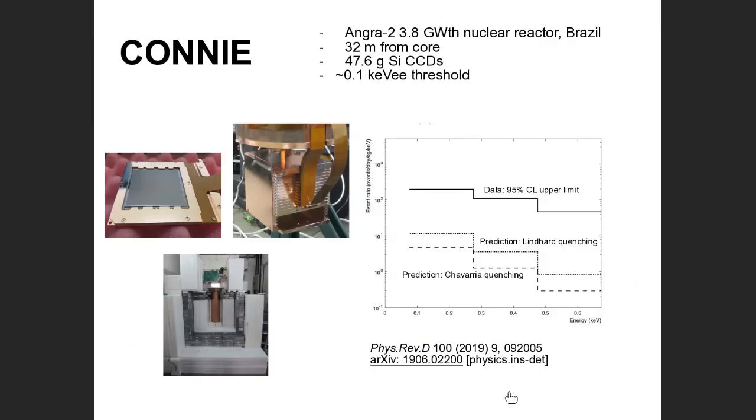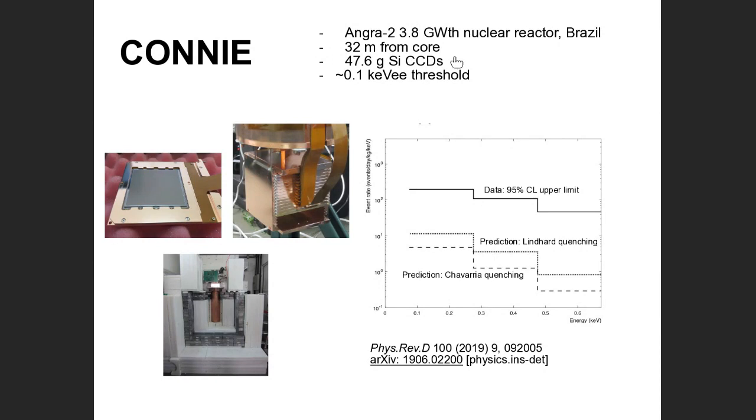There's also another experiment that has published a limit. This is called CONNIE. This is a silicon CCD-based detector. And this is located in Brazil, 32 meters from the core of also a power reactor in Brazil.